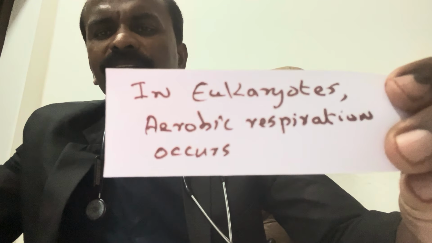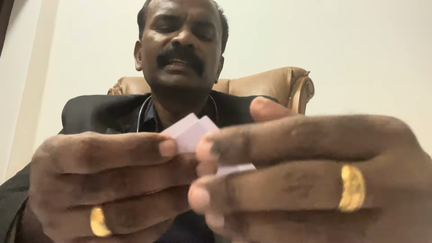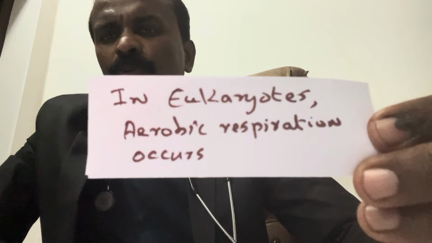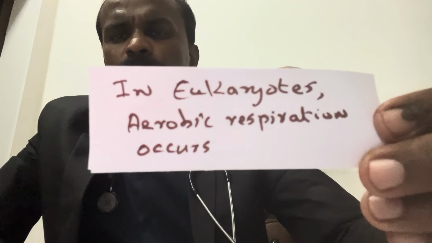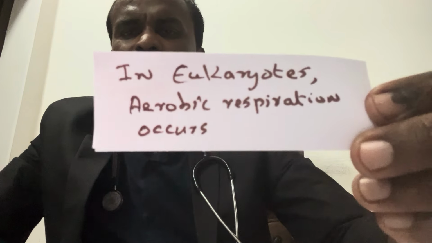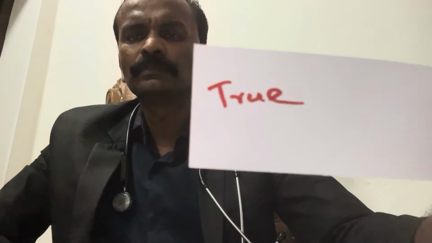In eukaryotes, aerobic respiration occurs. True or false? The question is eukaryotes. In eukaryotes, aerobic respiration occurs. True or false? True. See, this is very easy to hear now. When you see the choice in MCQ, you will get confused.